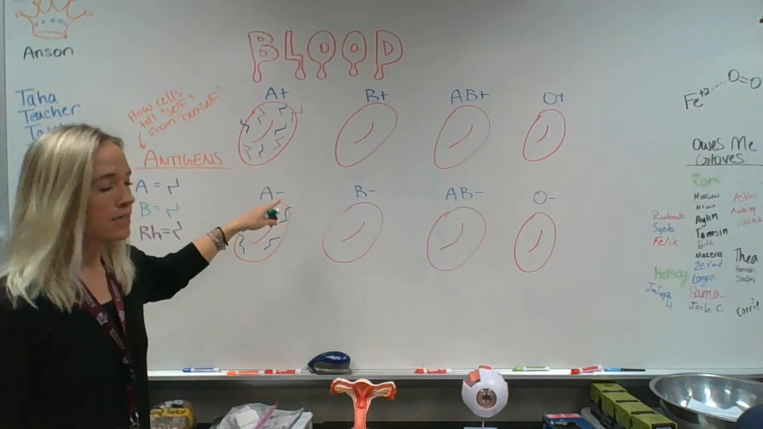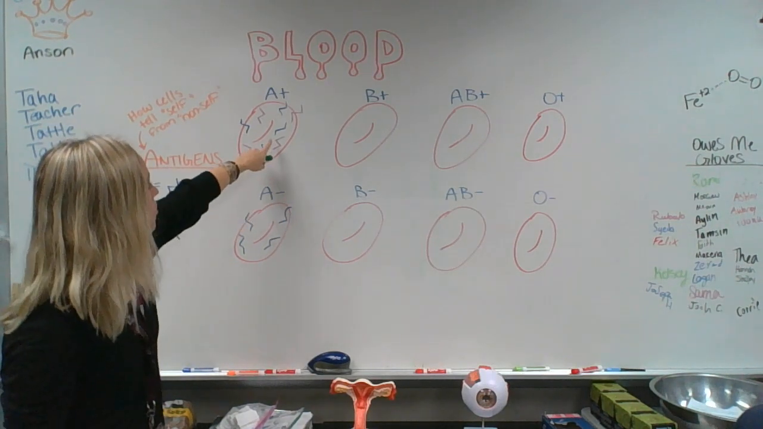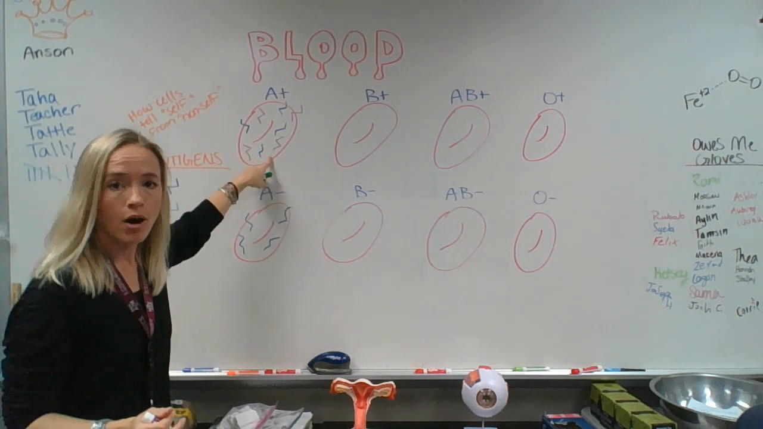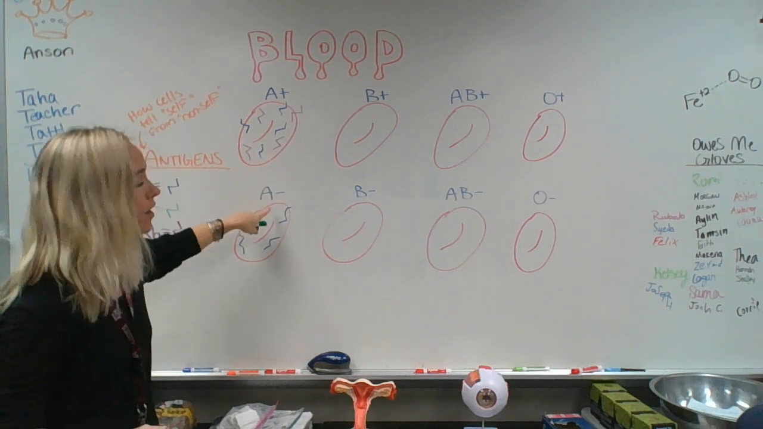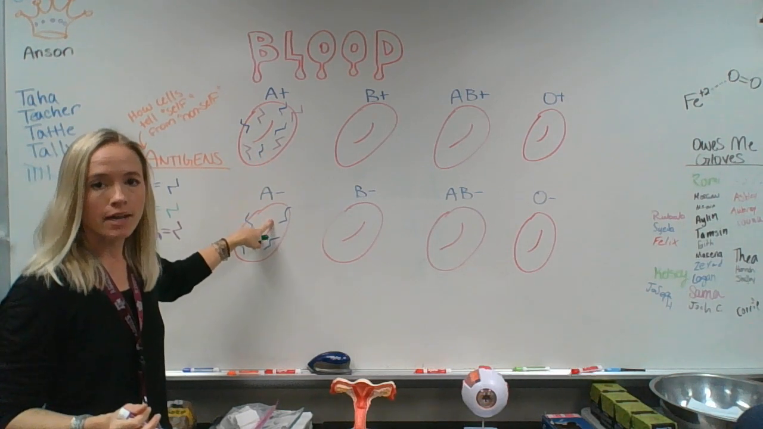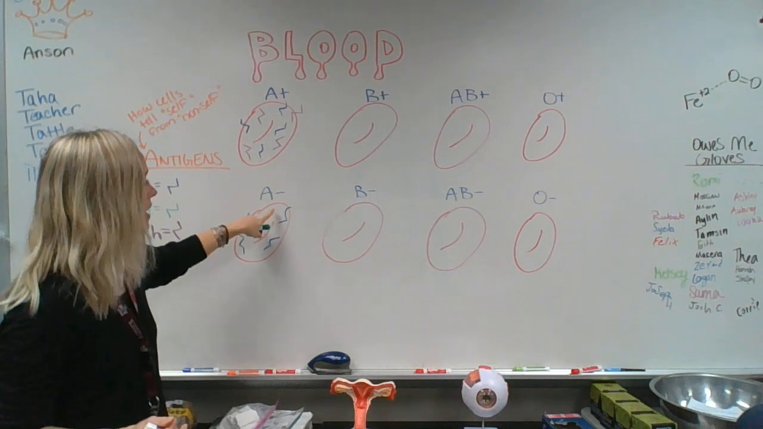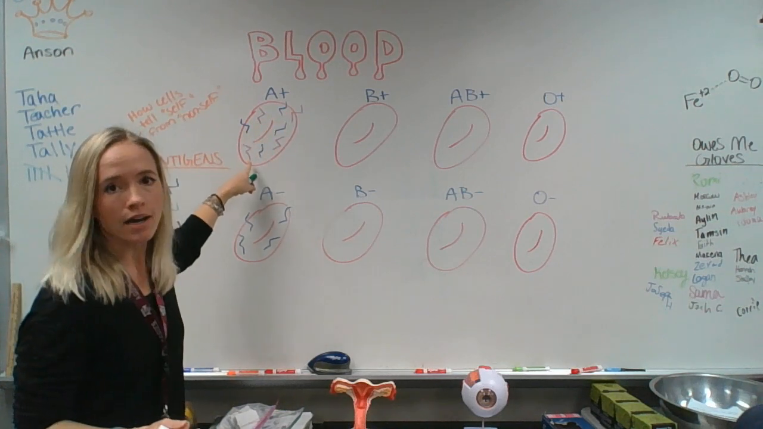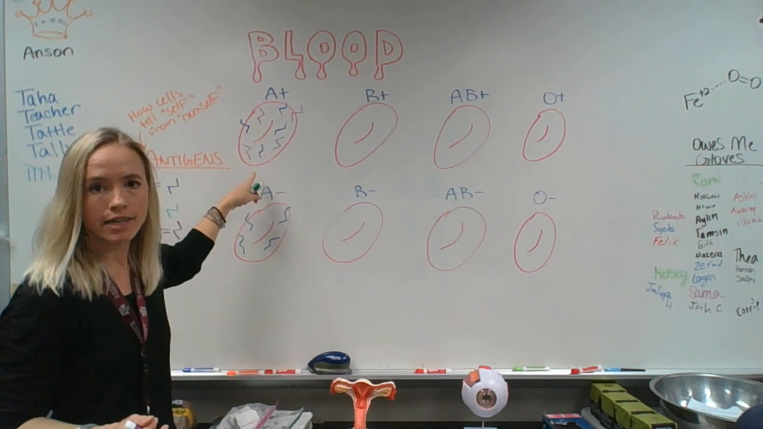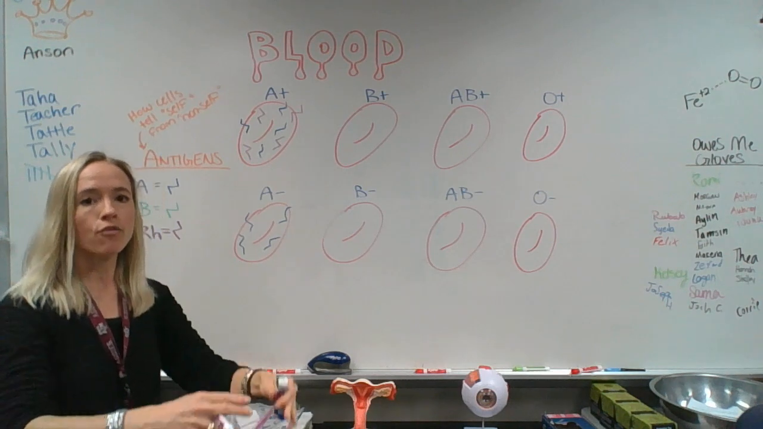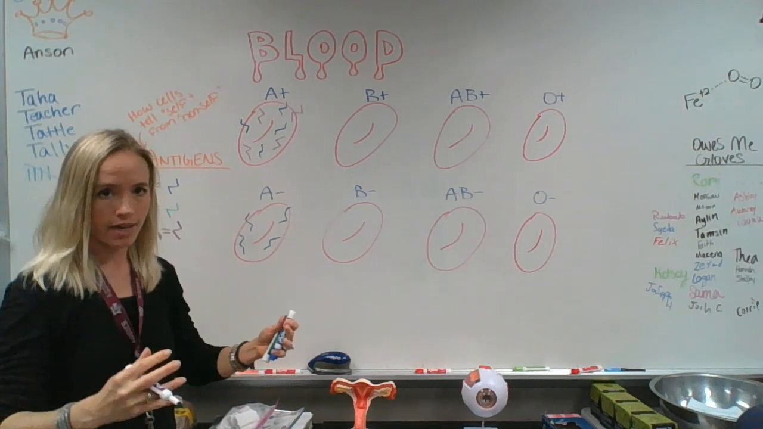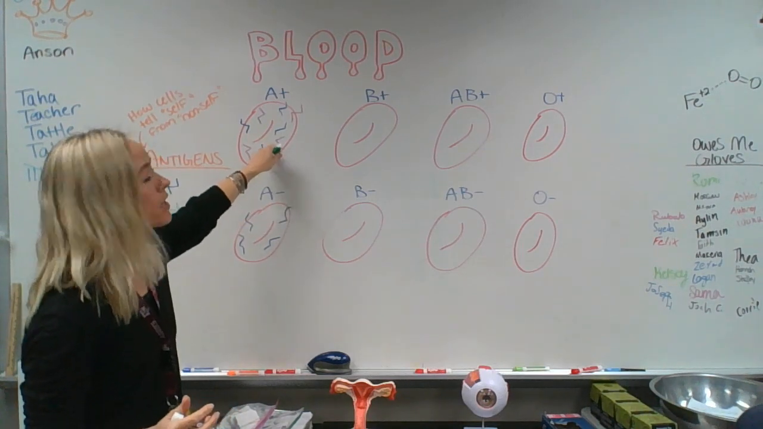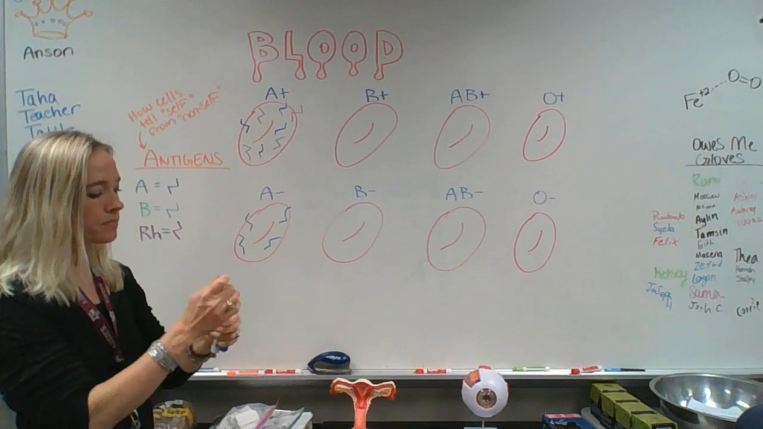So what that means is that people with A positive blood can receive A positive blood or A negative blood. But it doesn't go the other way. A negative blood can't get A positive blood because it would recognize the RH as foreign and attack it. So we can only receive what we have or less. A negative or A positive can receive positive or negative.